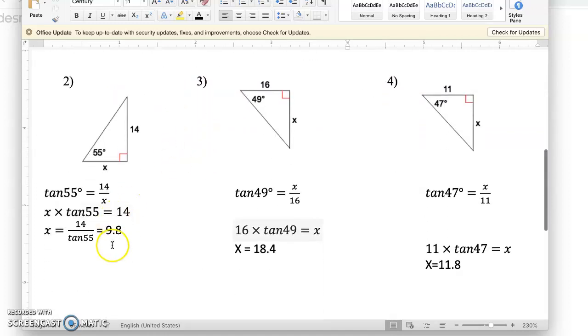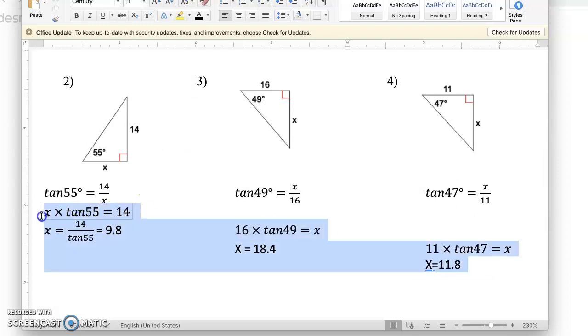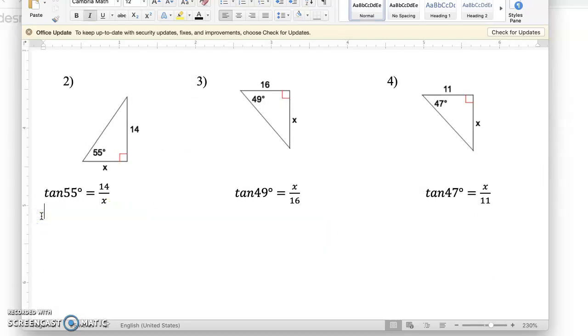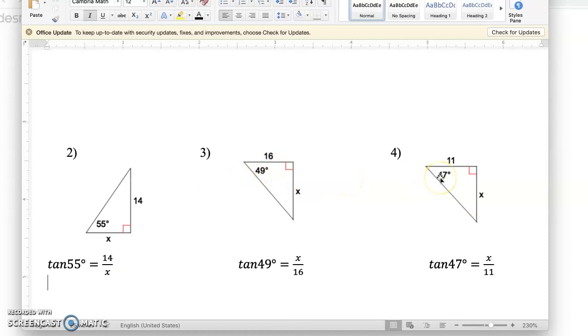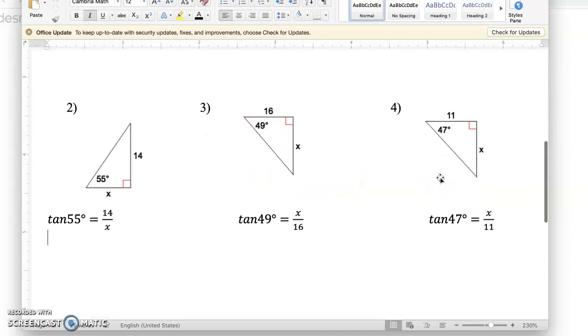The remaining examples are very similar. Let me delete out all this work. You can totally pause it and write that down just to help you. Same thing as the first example is numbers 2, 3, and 4, similar idea, but I'll show you how that work changes just a little bit. So in this example, we're dealing with the tangent of 55 degrees, and the sides are 14 is the opposite over X is the adjacent.